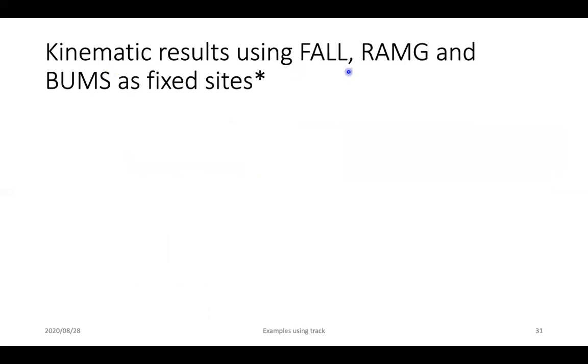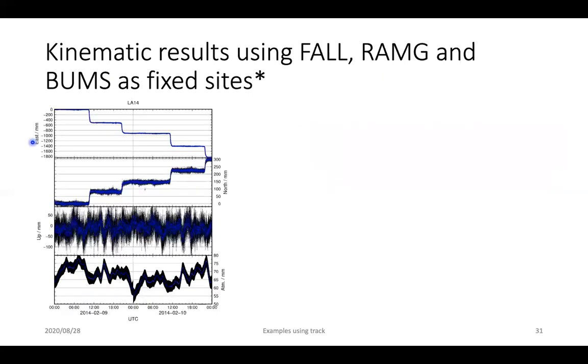So we're going to use FALL, RAMG and BUMS as our fixed sites to process these sites that we actually see on the ice flow. And here is an example of one of them, LA14, which shows basically no motion, static, and then over the period of about 30 to 45 minutes, it actually moves, and then it stops again, and then it moves, and then it stops again for a while.